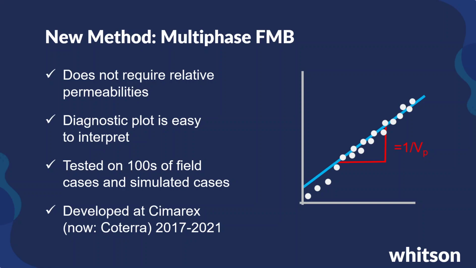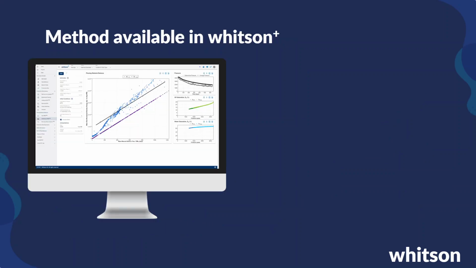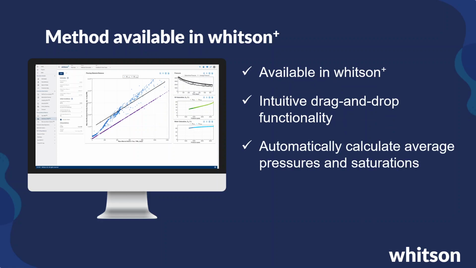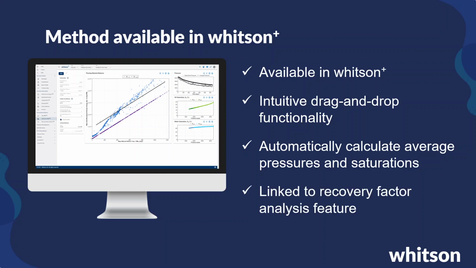So you use that to estimate the pore volume, and you use that to either anchor your decline curve analysis if you link it to a recovery factor feature, or you can use it to bound, for instance, your numerical models. And so this module is available in Whitson Plus. It includes intuitive drag and drop functionality, and it automatically at the same time calculates the average pressure for that tank size and associated saturations. So it's nice in that sense. And you can also link it to a so-called recovery factor analysis feature that we'll discuss at a later point in time.